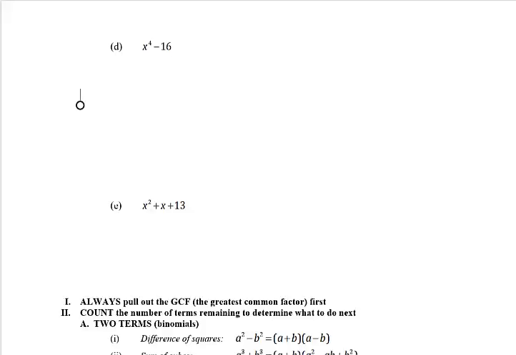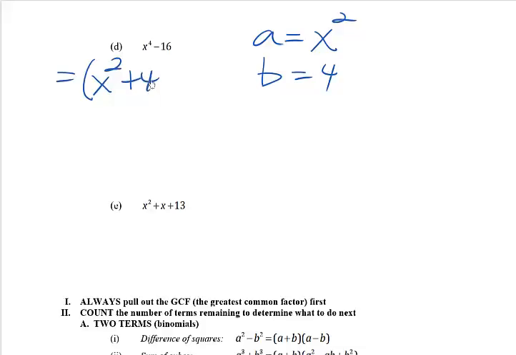I believe I have perfect squares here. I can jot down my A and my B. A would mean, is there something I can multiply by itself to get x to the fourth? Well, that would be x squared. X squared times x squared, think about rules of exponents, that would be x to the fourth. Is there something times itself that makes 16? Of course, it would be 4. This is, therefore, a difference of squares. So it factors according to that a plus b, a minus b factoring pattern.